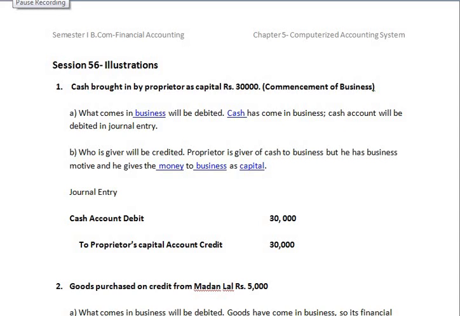Welcome to the last session, that is the 56th session in the computerized accounting system. Here we are doing the illustration of journal entries, how the journal entry is passed here.